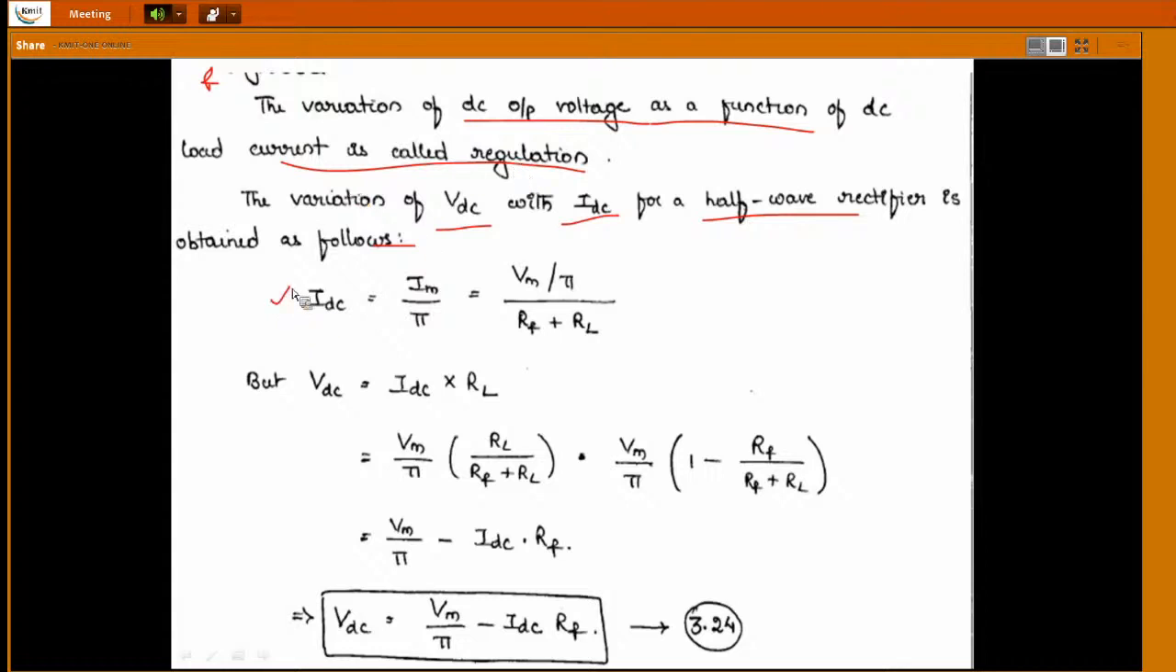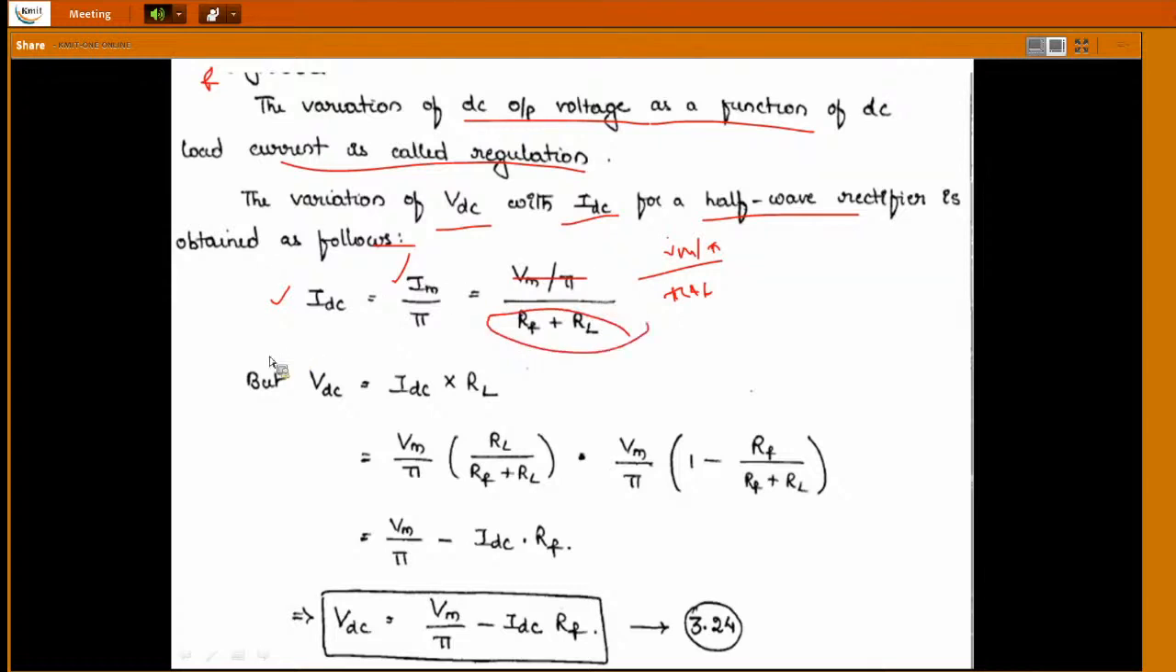Already you know the IDC value, we are just recalling: IDC is equal to Im by pi. Im in terms of Vm you can write as Vm by pi into Rf plus RL. You wrote it in this way previously. This is the expression of IDC. But here, how to represent this? In this way also you can represent it: Vm by pi, taking the pi to the numerator, and the denominator is Rf plus RL.